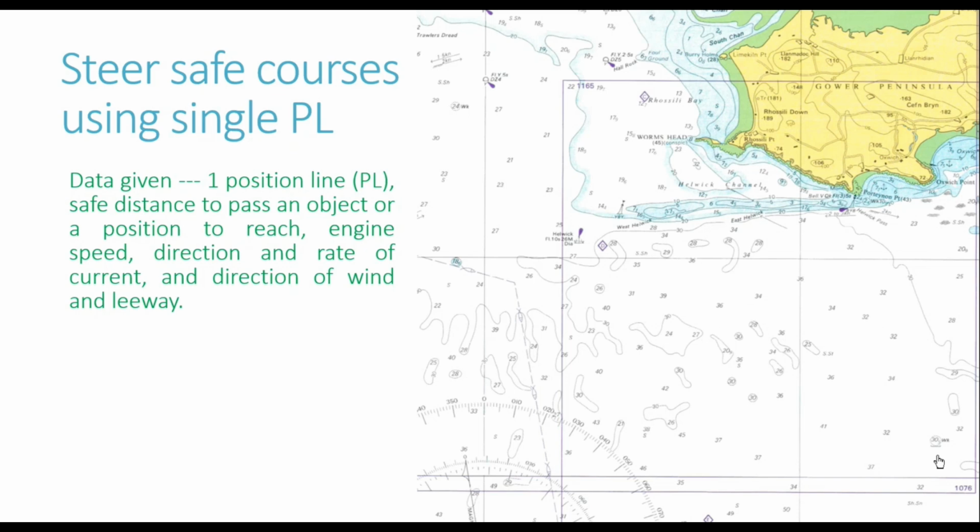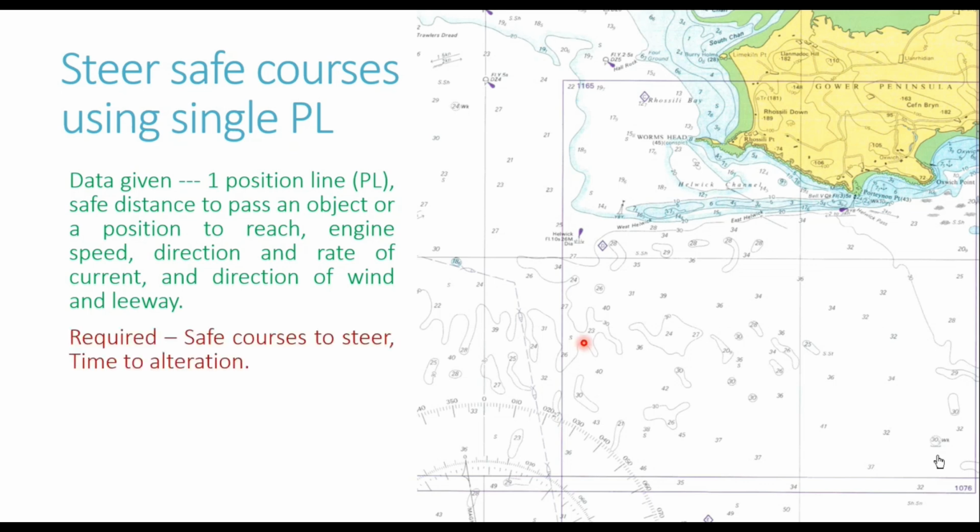The question provides us the engine speed of our ship. They also provide us with the direction and rate of the current, if there is any current prevalent in that area. And in case any wind is present, then the direction of the wind as well as the leeway angle is given to us in the question. So this is all the data which is provided to us.